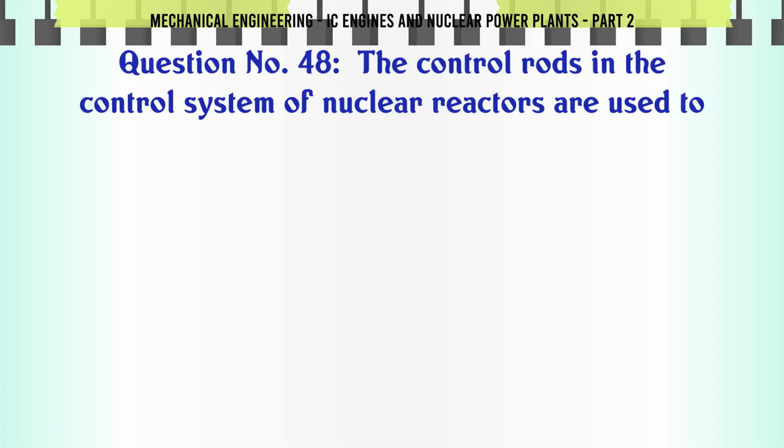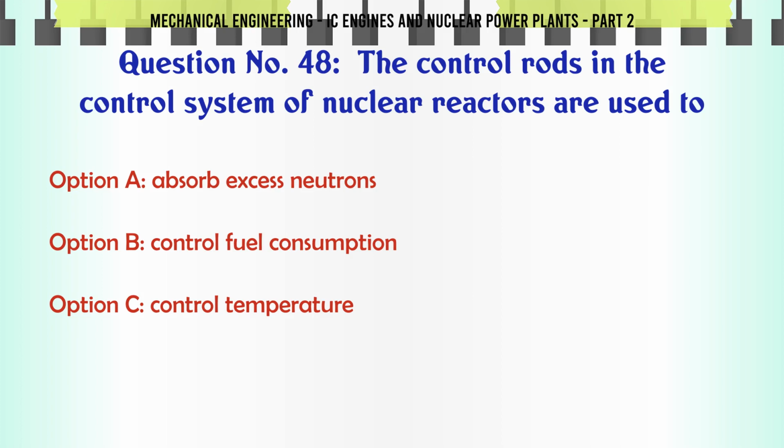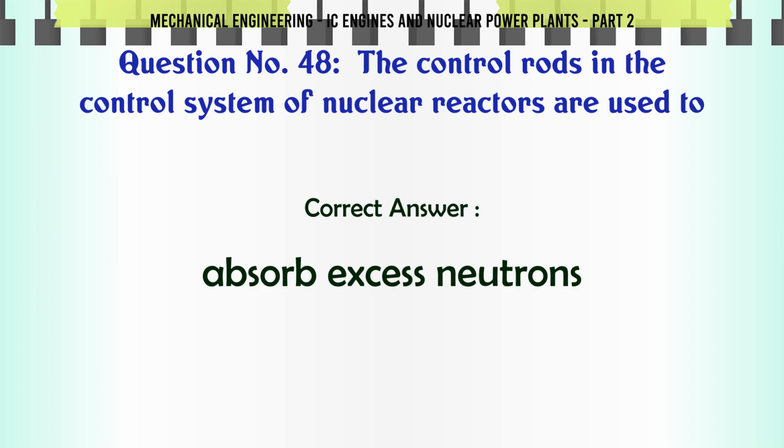The control rods in the control system of nuclear reactors are used to A. Absorb excess neutrons. B. Control fuel consumption. C. Control temperature. D. All of these. The correct answer is absorb excess neutrons.